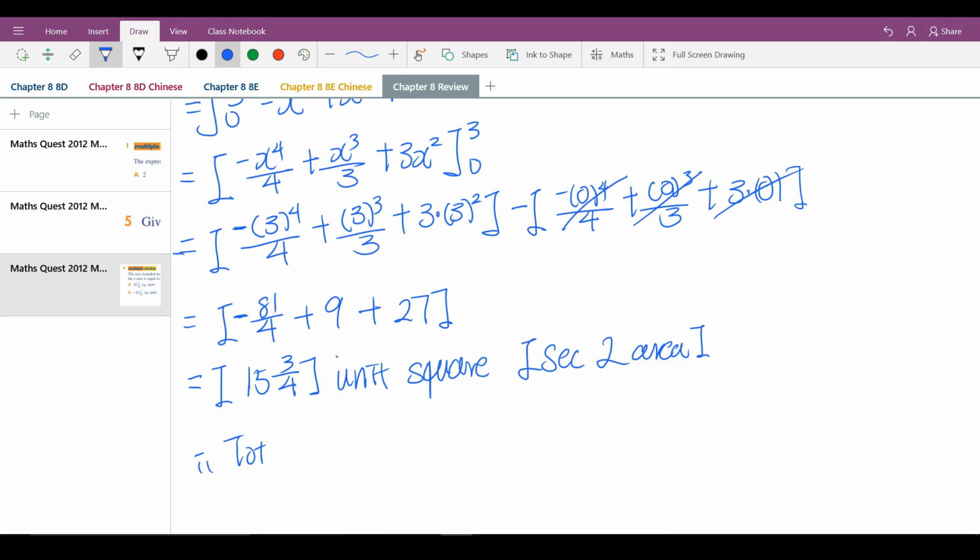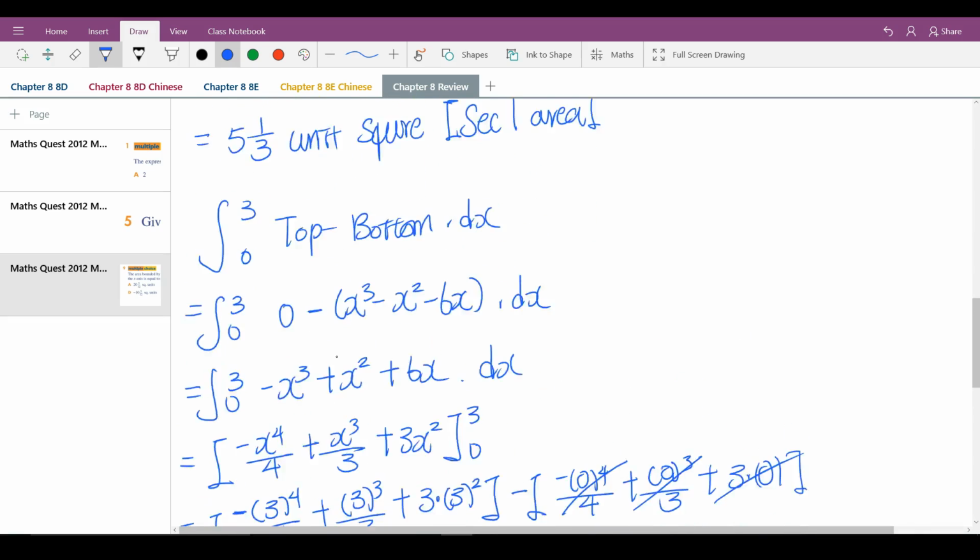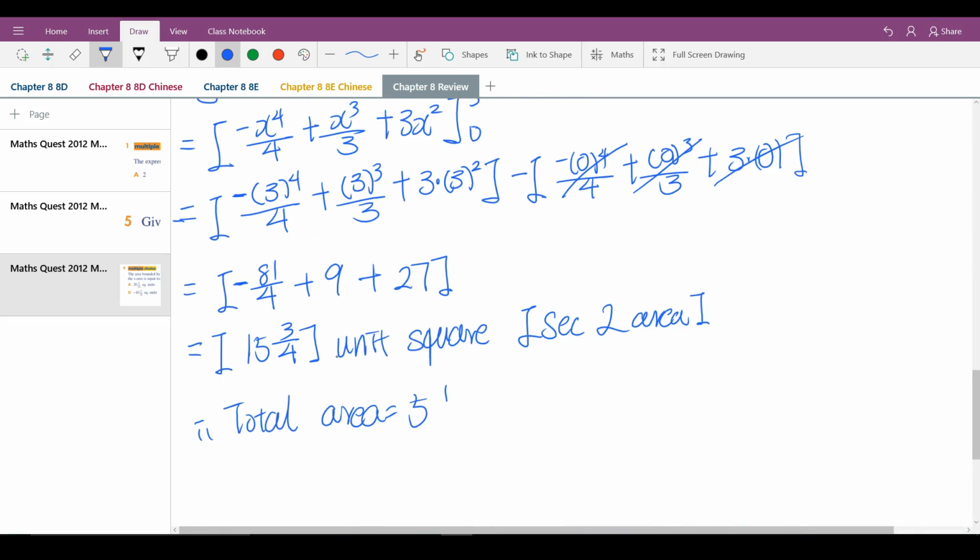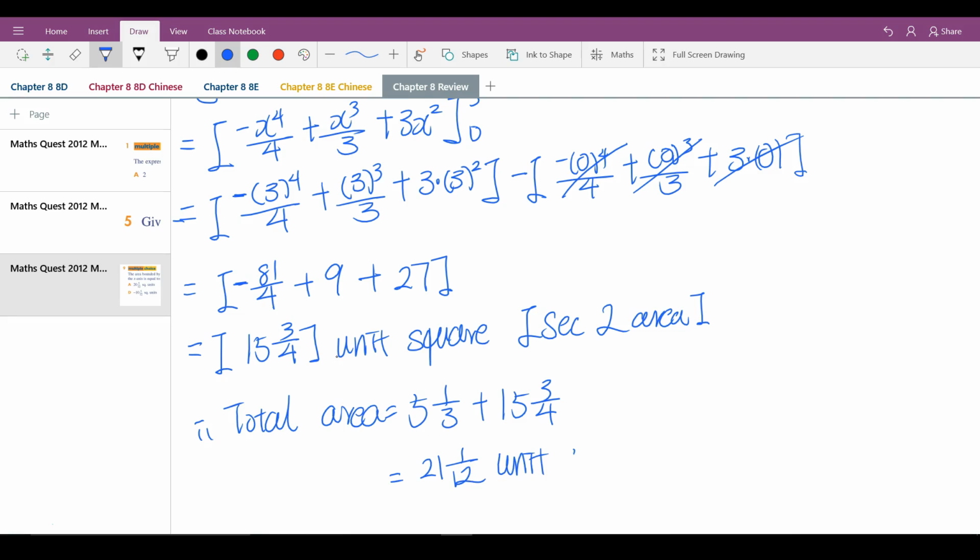Therefore, total area is equal to what we got before, 5 1/3 plus 15 3/4. Alright, plus 5 1/3. We get 21 and 1/12 unit square. That's it. That's the final answer.